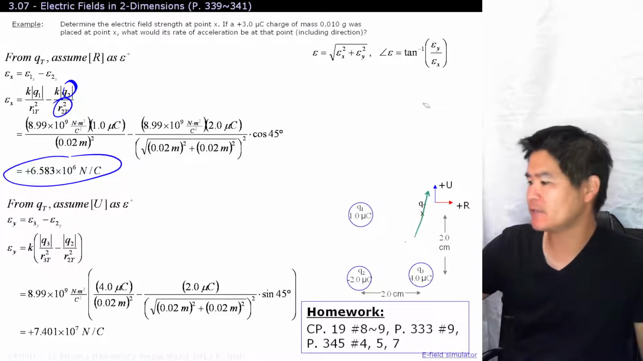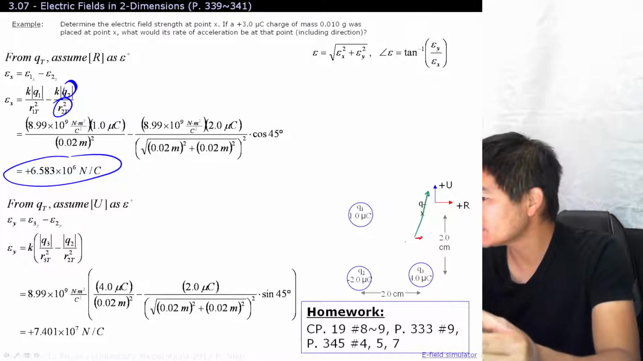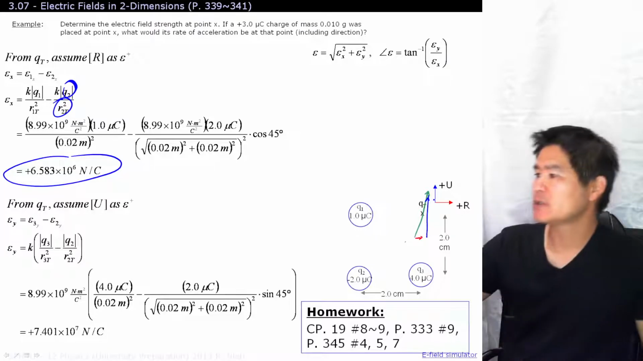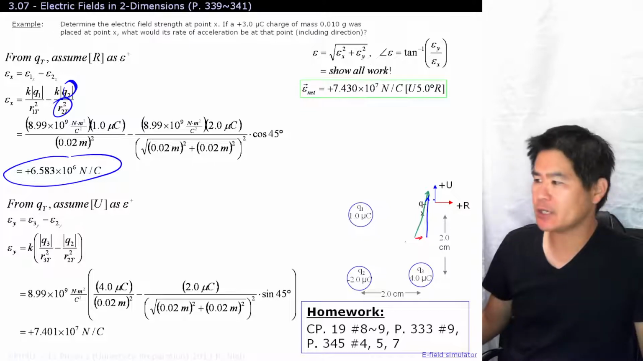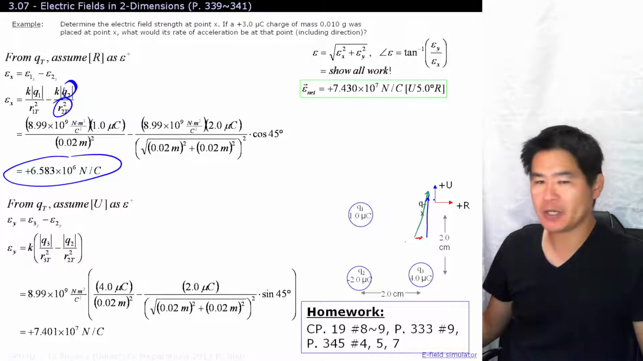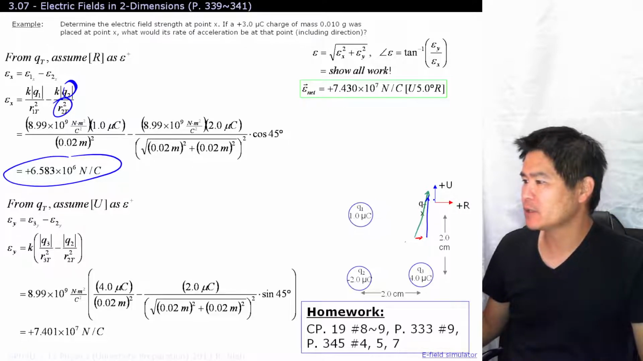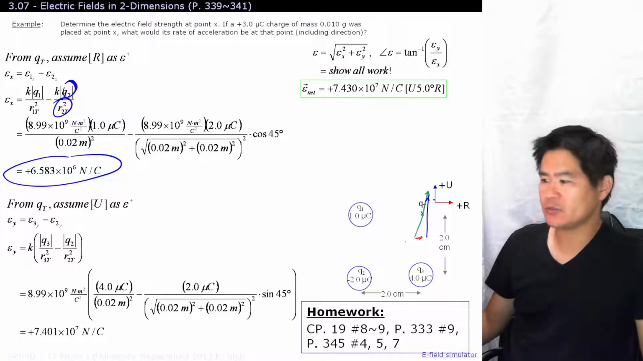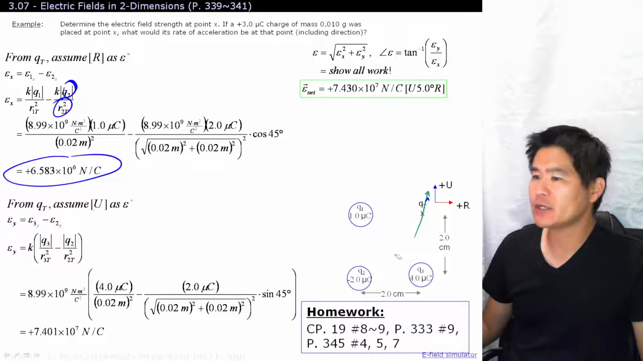And we do inverse tan to find out the corresponding angle of a vector that looks something like this. So you sub the values in, crunch it away, and just to cut to the chase, you're going to get that answer there: 74 meganewtons per coulomb. Okay, 74 million newtons per coulomb, up at a 5-degree angle towards the right, as predicted in this diagram right over here. So we got to that part so far.